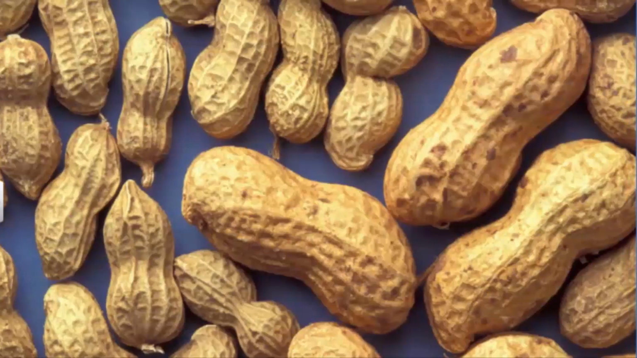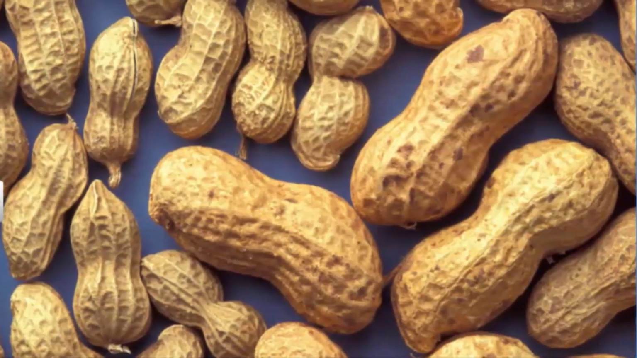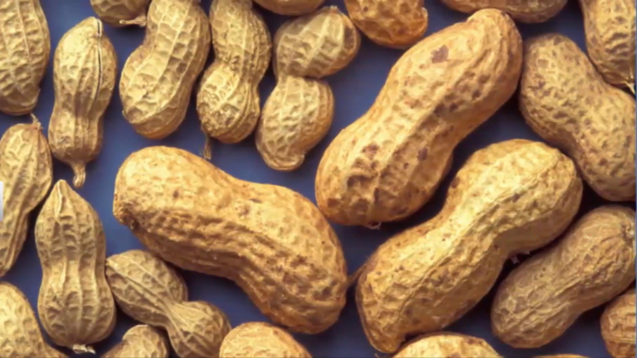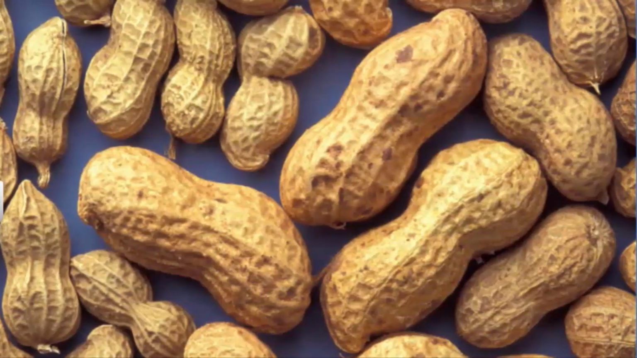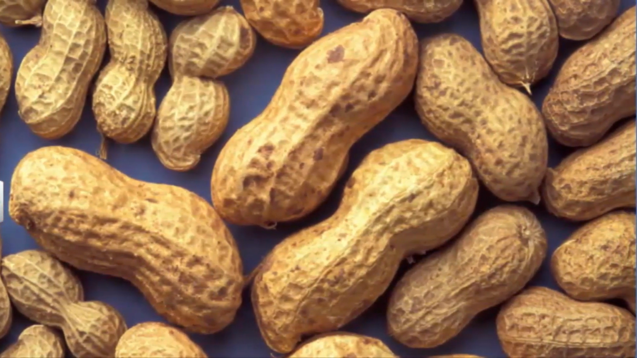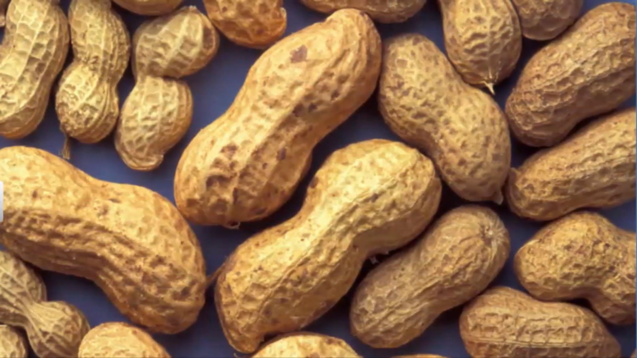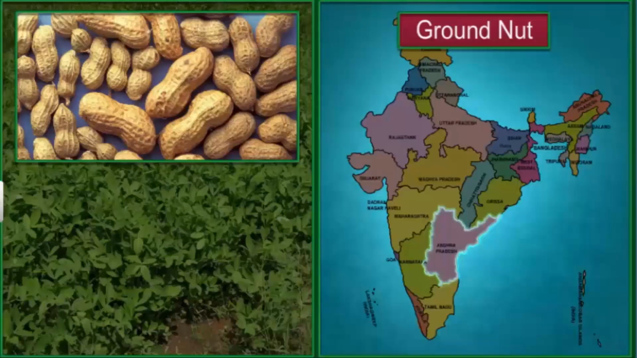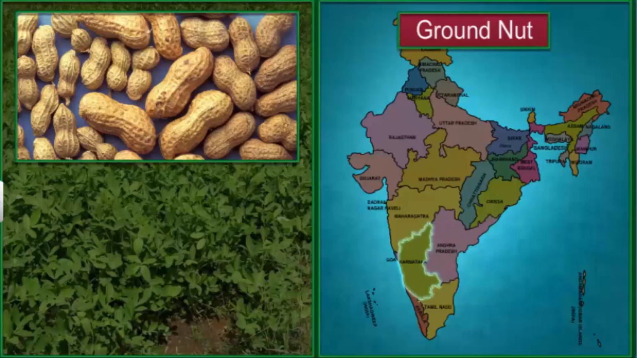Amongst oil seeds, groundnut requires a special mention as it accounts for about 50% of the total oil seeds produced in India. The largest producer of groundnuts is Andhra Pradesh. Other important groundnut producing states are Karnataka, Maharashtra, Tamil Nadu and Gujarat.